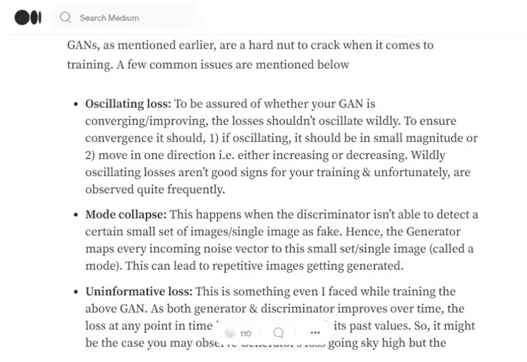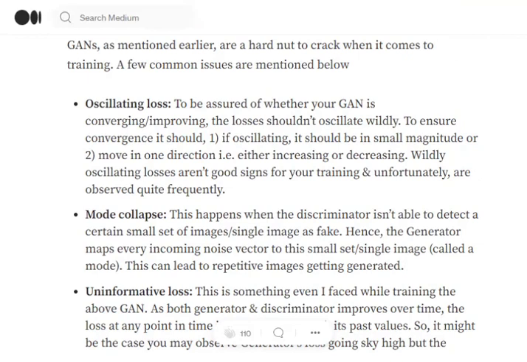Oscillating loss. As you remember from our previous video, both generator and discriminator are working on the same loss function, that is binary cross entropy. The generator is trying to increase that cross entropy, while the discriminator is trying to decrease that cross entropy.